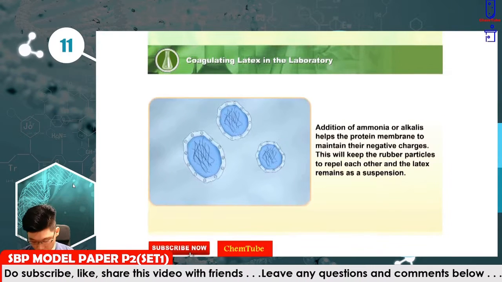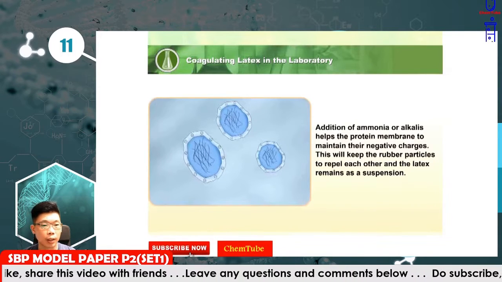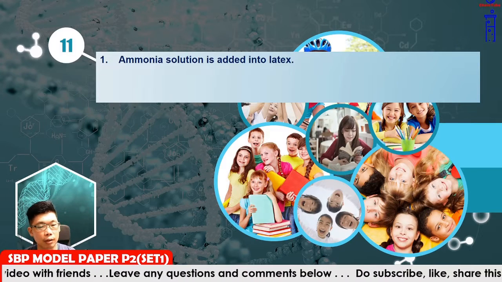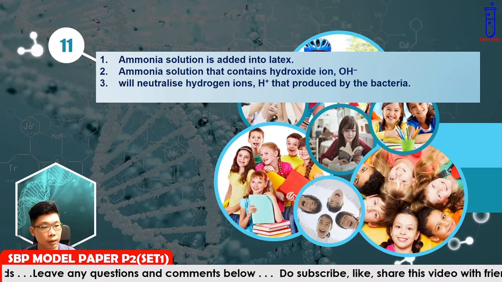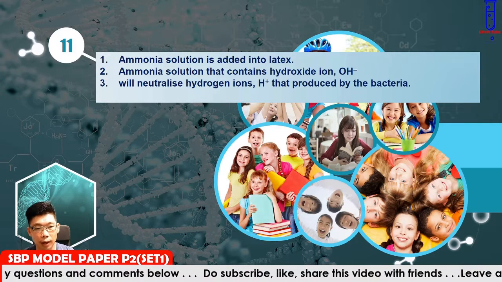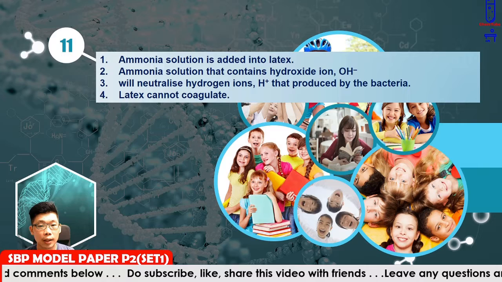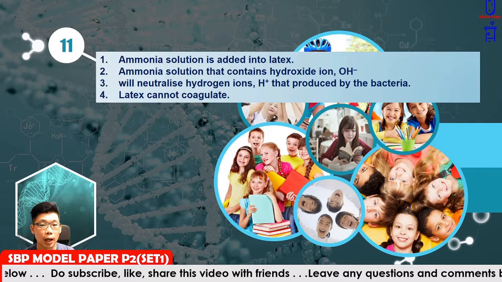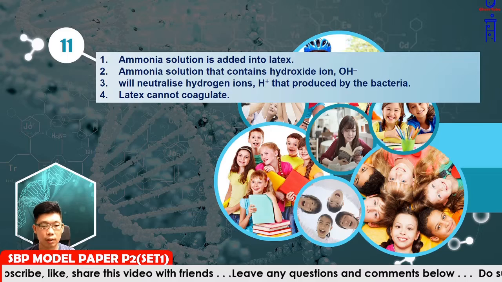Okay, so we know that ammonia is a weak alkali. So the points: first, ammonia is added to the latex. Ammonia solution contains hydroxide ions. It will neutralize the hydrogen ions that are produced by the bacteria. So the protein membrane of the latex actually remains negatively charged. They will repel each other from colliding with each other. So the latex cannot coagulate.